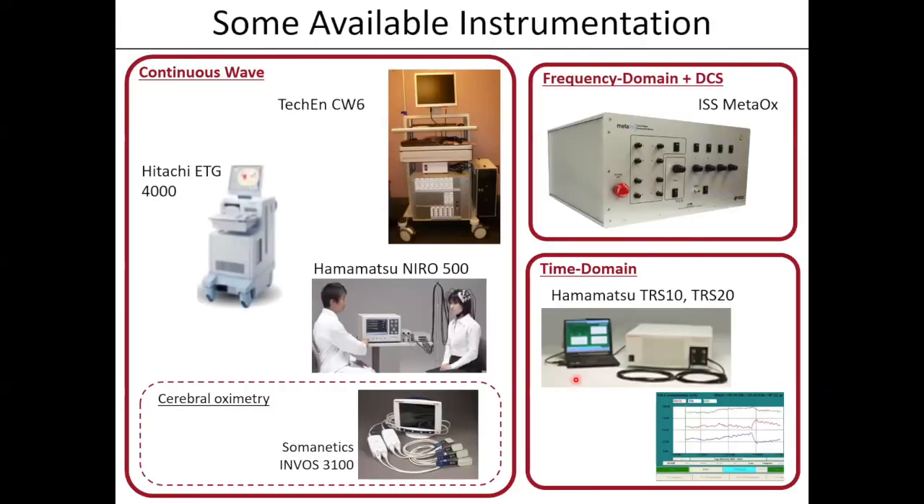And there are, at this point, many commercial devices as well in this field. Most of it is based on the intensity measurements. This kind of stuff is actually in operating rooms to measure cerebral oximetry, as in hemoglobin oxygenation in the brain.